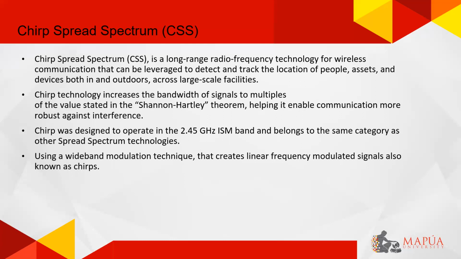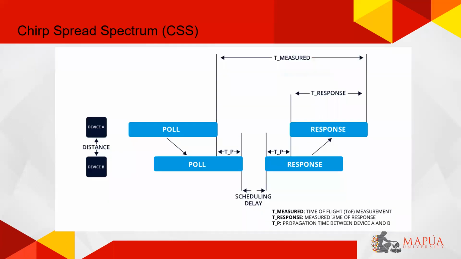Chirp was designed to operate in the 2.45 GHz ISM band and belongs to the same category as other spread spectrum technologies, using a wideband modulation technique that creates linear frequency modulated signals, also known as chirps. And this is how a chirp spread spectrum CSS looks like. For the T measured, it is the time of flight measurement. The T response is the measured time of response, and the T_P is the propagation time between devices A and B. And that will be all.